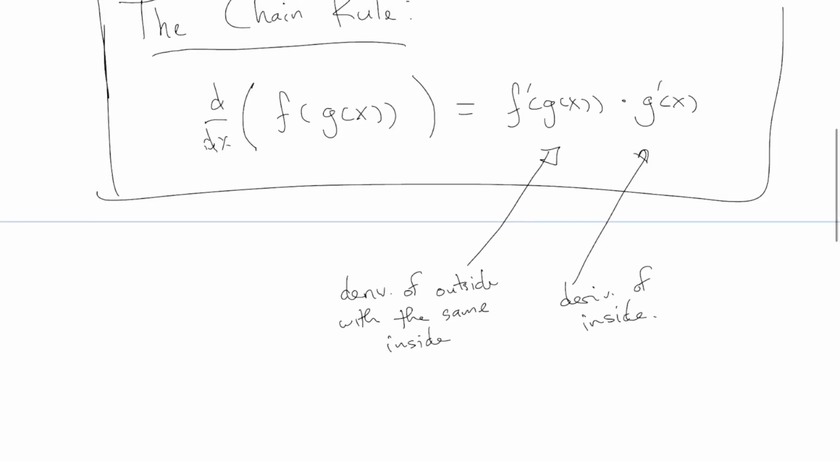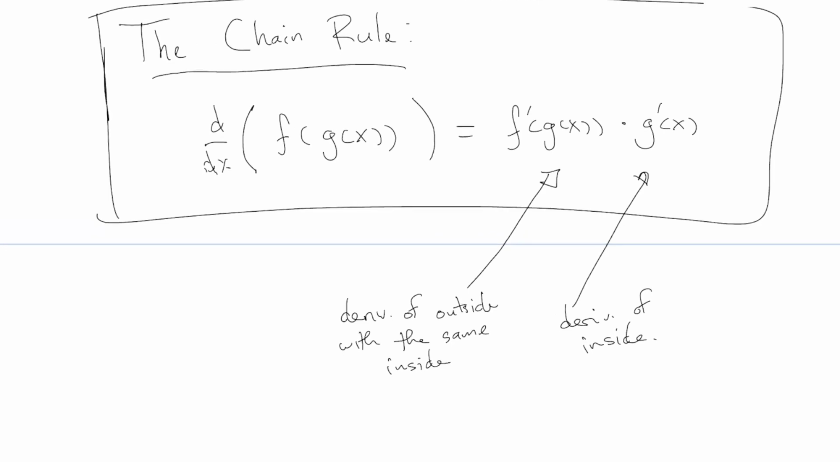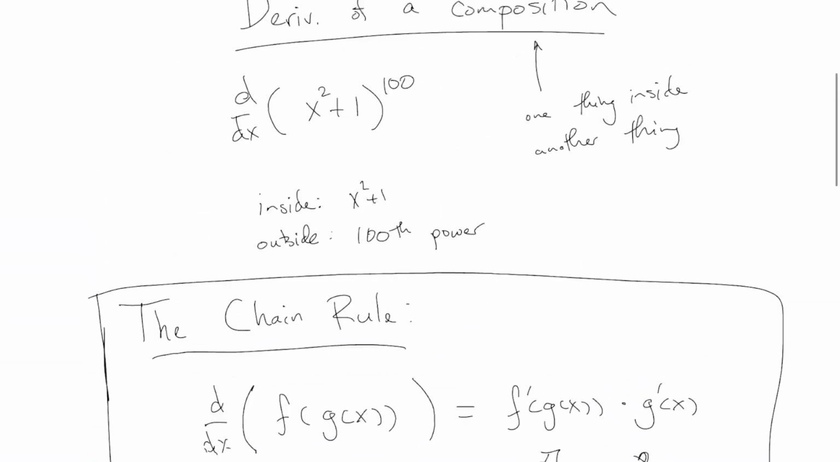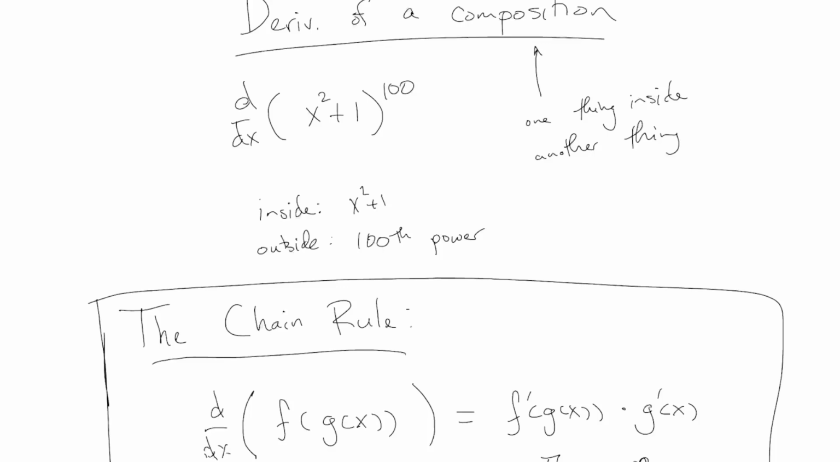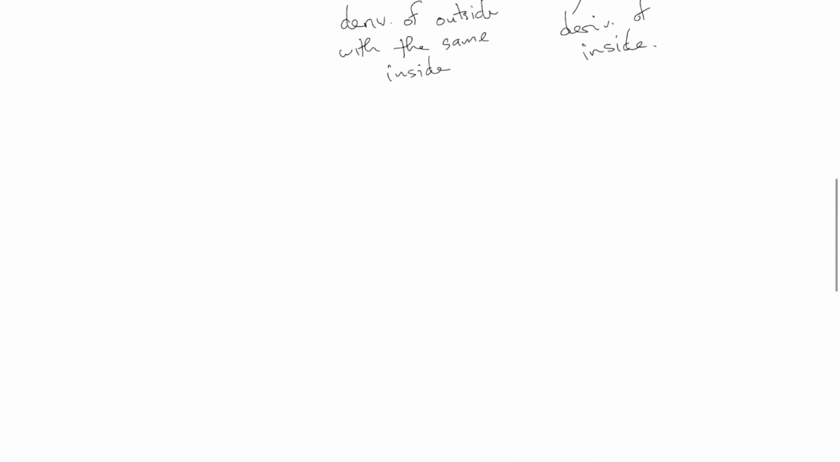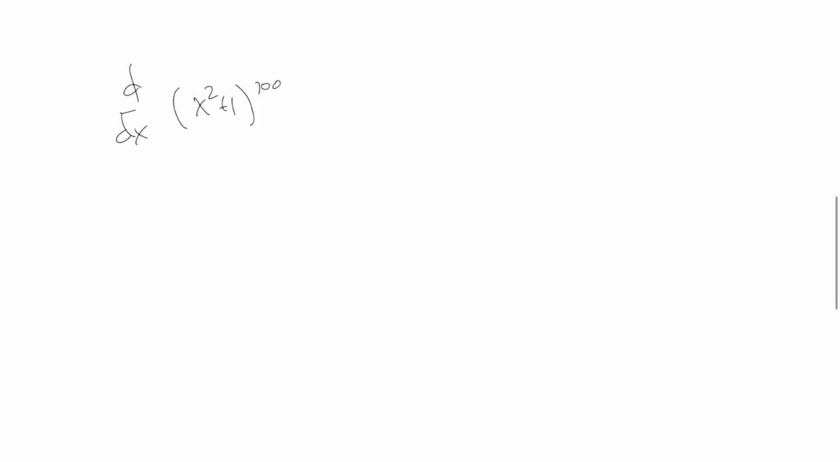Sometimes it's a little tricky to identify which part is inside and which part is outside, but usually it's not so hard. How about we do that one that I said at the beginning? X squared plus 1 all to the 100th power. So let's try it. Derivative of x squared plus 1 all to the power 100. And remember what I said before, you have to look at this and first decide for yourself, what is the inside and what is the outside? The inside here is x squared plus 1. And the outside is the 100th power.